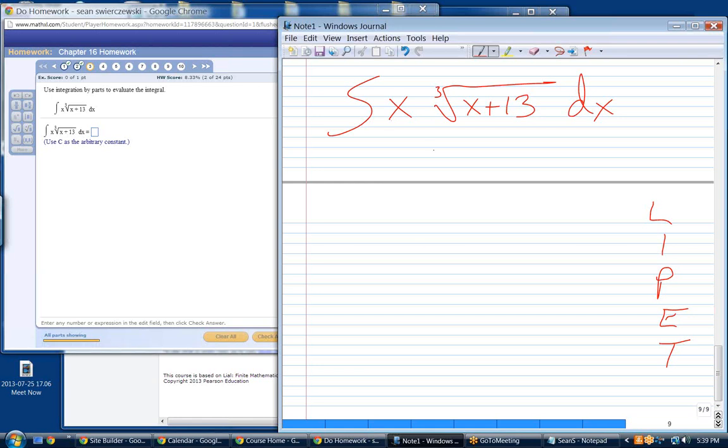Well, if I make this dv, I can actually integrate that pretty easily. Notice that the derivative of the inside is 1. So I don't have to worry about anything there. So I can integrate that, and I can differentiate x. So let's try making u equal x, making dv everything else. I'm going to rewrite it so that it's more ready for integration. Let's see if this works.